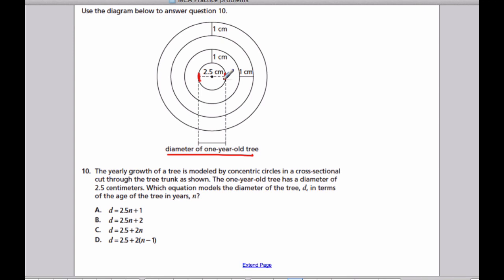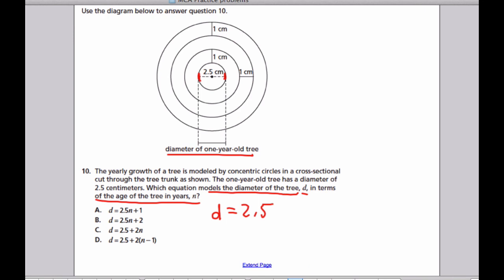It says, what equation models the diameter of the tree, D? Now give me an equation, D, in terms of the age of the tree in years. Well, the diameter is equal to, right off the bat, I know it starts at 2.5 at the first year. So we're going to say 2.5 because that's where we're starting. And it's not growing. Now let's go back and look at this.